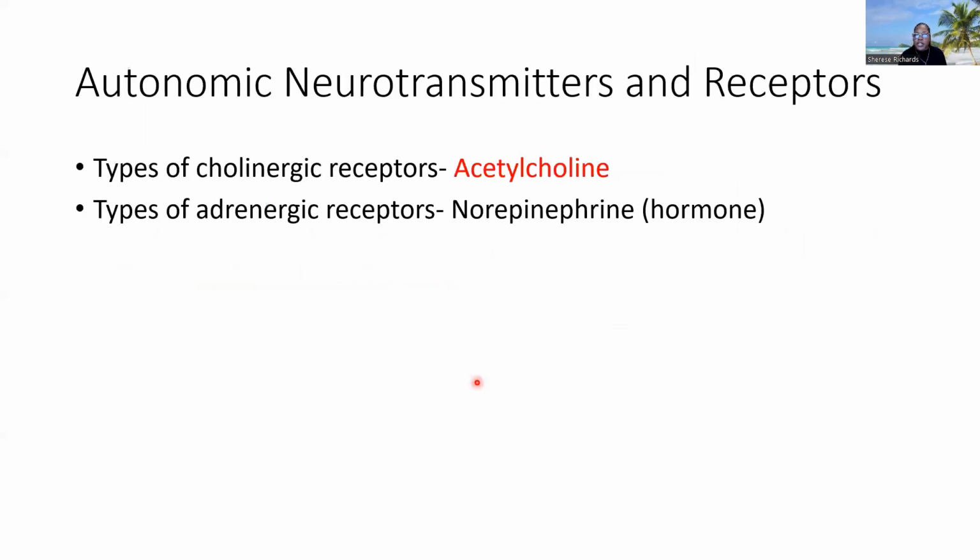So the types of cholinergic receptors are going to be receptors that bind acetylcholine. And then the adrenergic receptors are going to be receptors that bind norepinephrine. Now, we want to think about norepinephrine in two forms. It can be a neurotransmitter at the synaptic junction. So if we're going from one neuron to another neuron, norepinephrine is released as a neurotransmitter in that scenario.